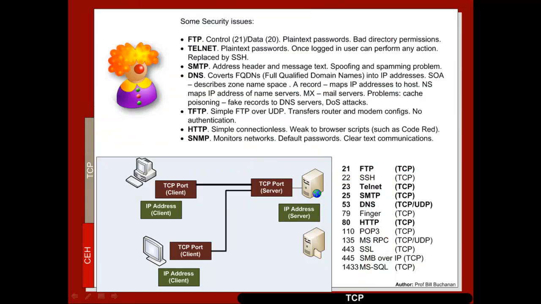Some security issues with some of the protocols include FTP. Port 21 is used for control and port 20 is used for data. Unfortunately, it sends its data and passwords in clear text, and a network sniffer can often find these user IDs and passwords, and often there are bad directory permissions where someone could log in with a low level of access and access directories inside the system. Telnet uses plain text passwords. They aren't encrypted at all.